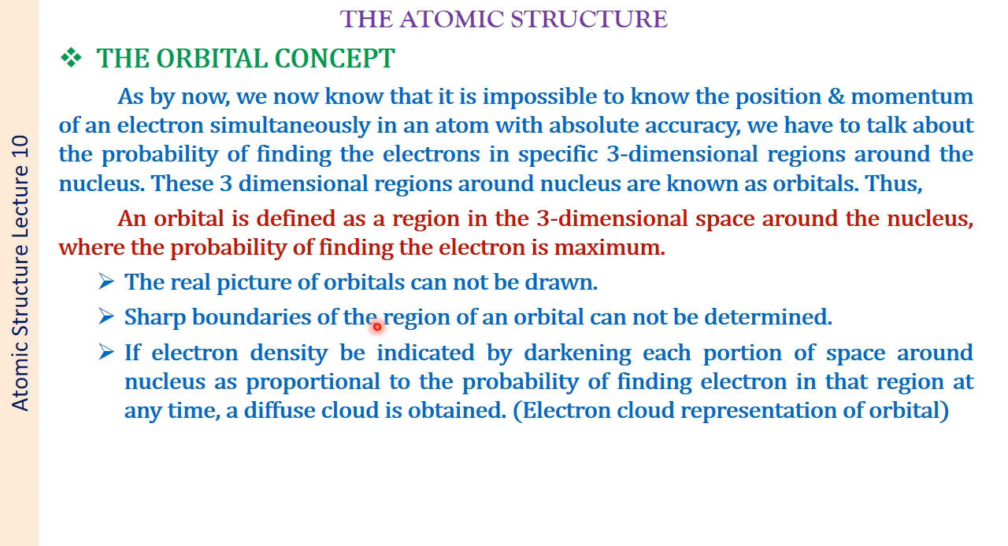But even then, if we want to have a shape of an orbital, what probably it would look like, how would we do that? Well, we are going to represent the electron density in a region of space, as given by the probability density, by darkening each portion of space around the nucleus. This is going to give us a diffuse cloud, and that would be the electron cloud representation of the orbital, which I will be showing you in the next slide.